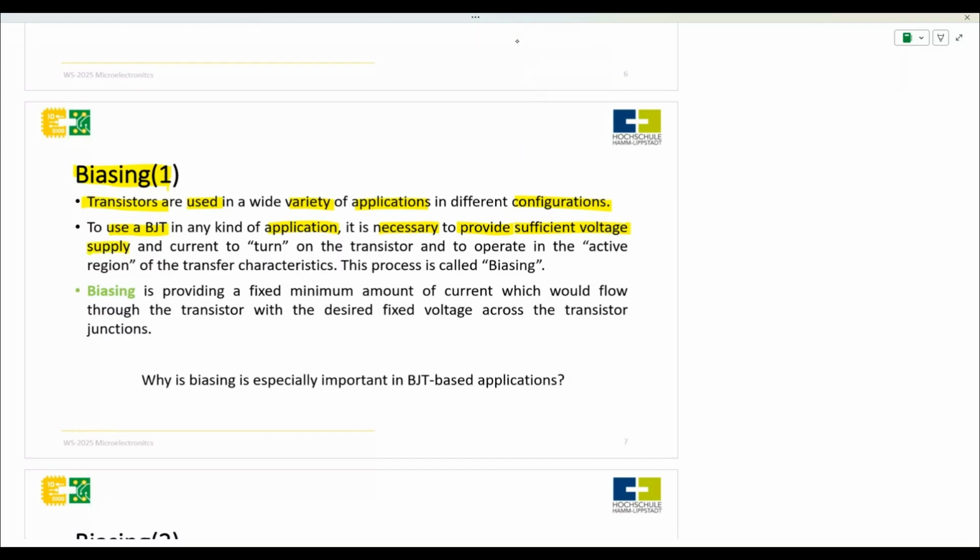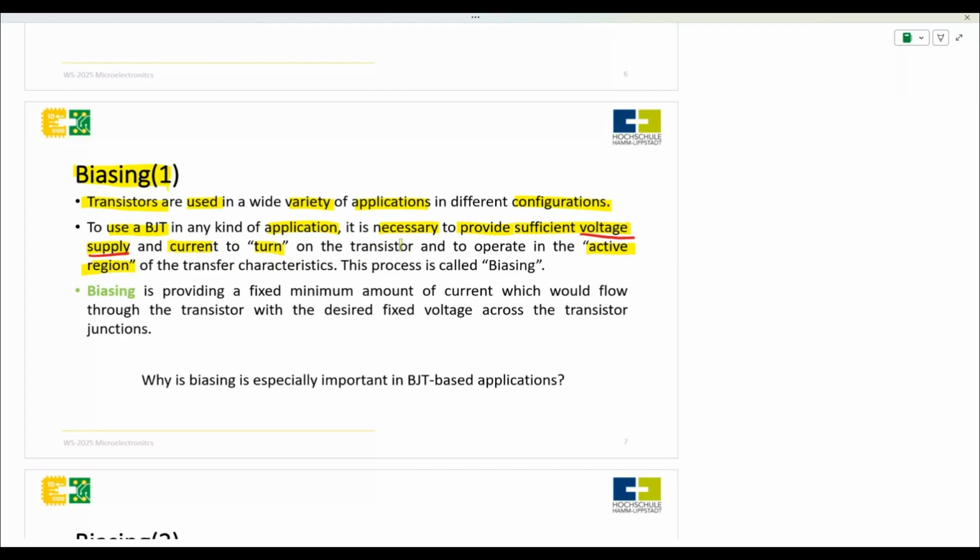But the voltage supply could be more important here. So the voltage supply and a current. Current for what? To turn on the transistor and to operate in the active region. So we have an active region and reverse regions and so on. We will be talking more about them in a few minutes.